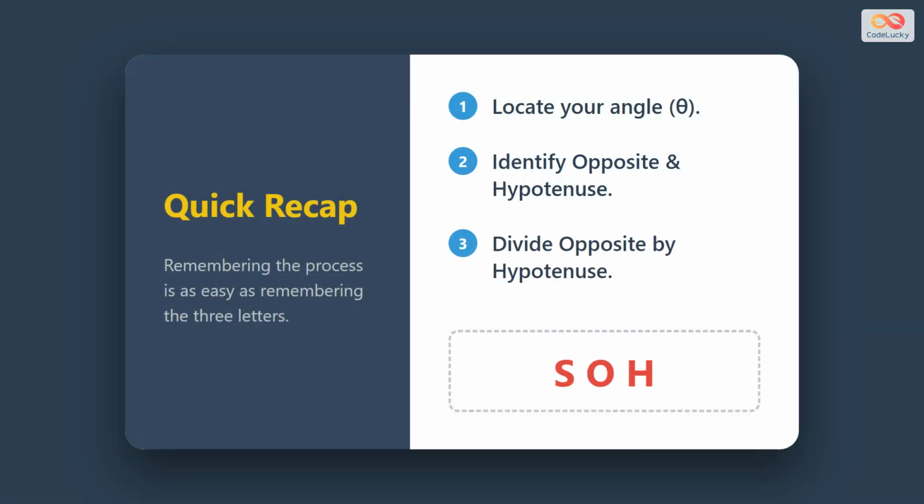To recap, calculating sine is a simple 3-step process. 1. Locate your angle. 2. Identify the opposite side and the hypotenuse. And 3. Divide the opposite by the hypotenuse. Just remember SOH.